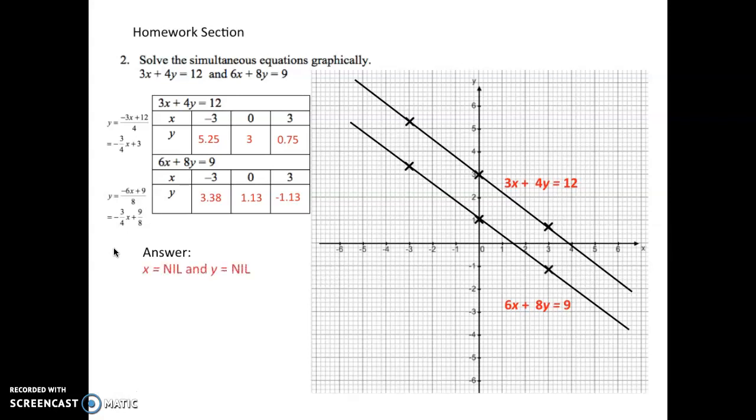Hence, for our answer, we'll say that there are no values for x and y. There's no solution to this question. Alright, so we'll state that there are no solutions as the lines are parallel. Both of them have the same gradient of negative 3/4. Okay, with this, I would like you to try example 2 of your notes on page 4 and also homework question 1 on page 5.